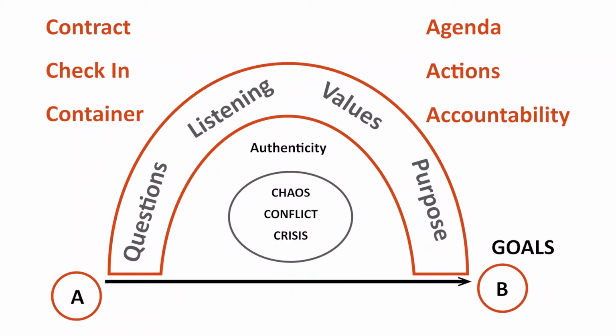We listen at levels 1, 2, and 3. Level 1 is me, what's going on for me. Level 2 is what's going on for them. And level 3 is the relationship. And what we listen for is what does the client need, what are their values, and what is their purpose.